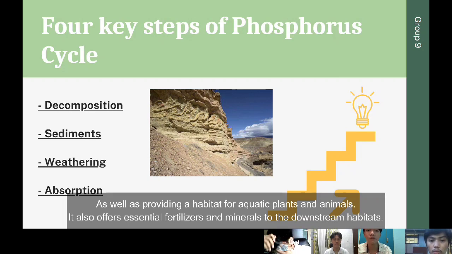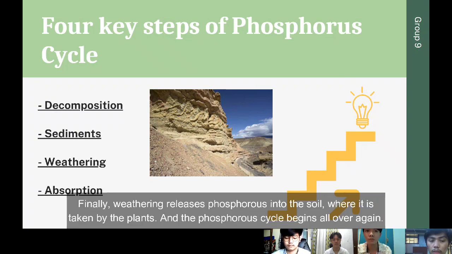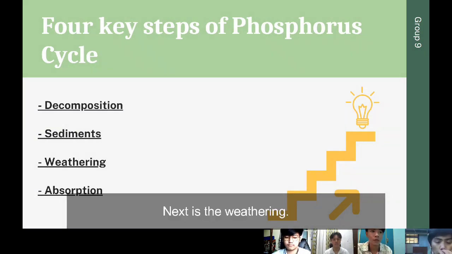It also offers essential fertilizers and minerals to the downstream habitats. As the elements have dissolved from the cycle, they will end up like sediments where they can remain for millions of years. Finally, weathering releases phosphorus into the soil where it is taken up by the plants and the phosphorus cycle begins all over again. Next is the weathering.